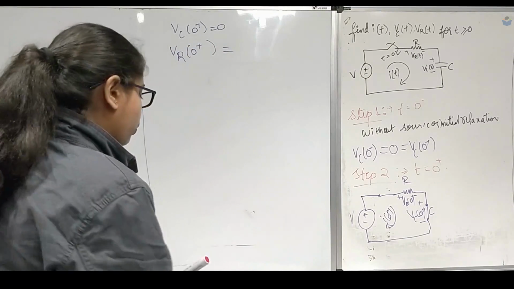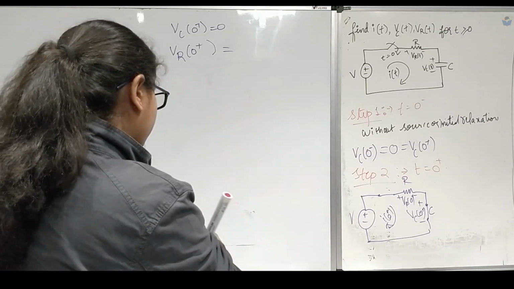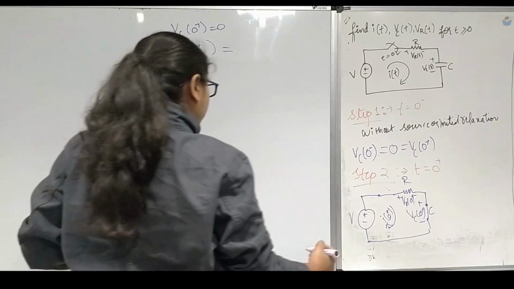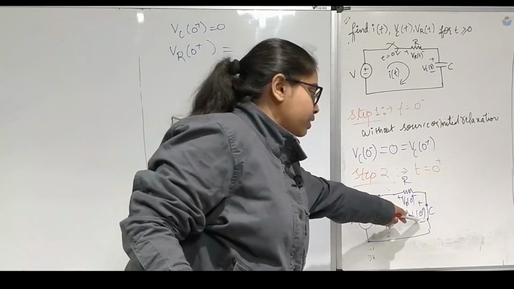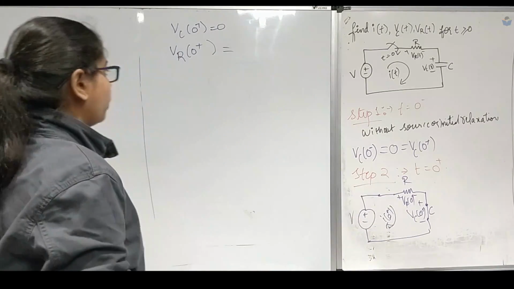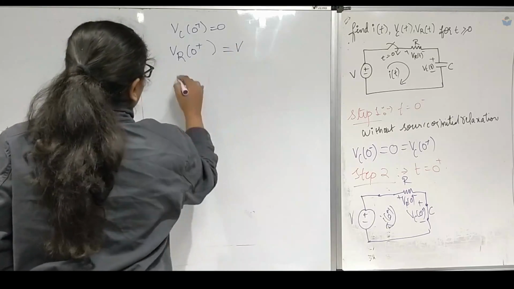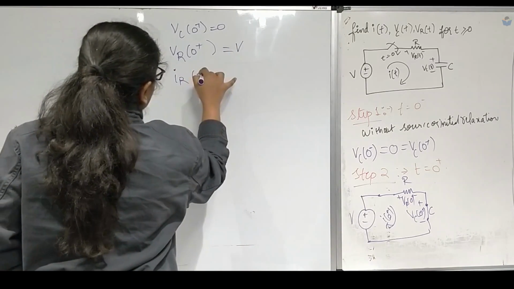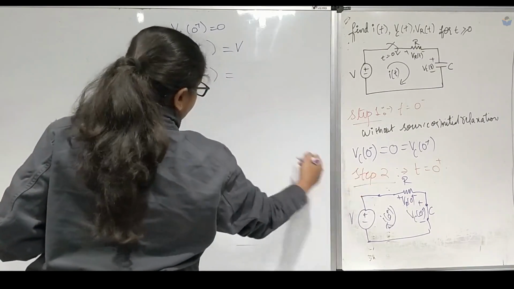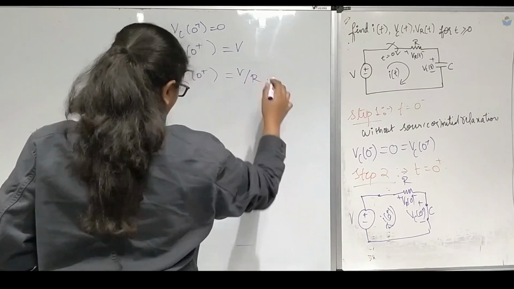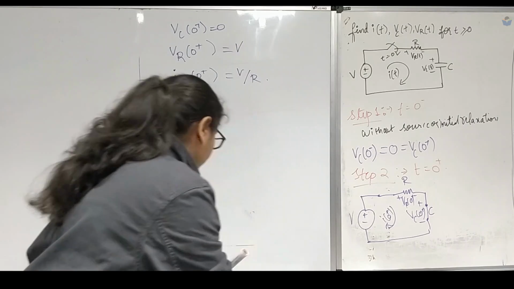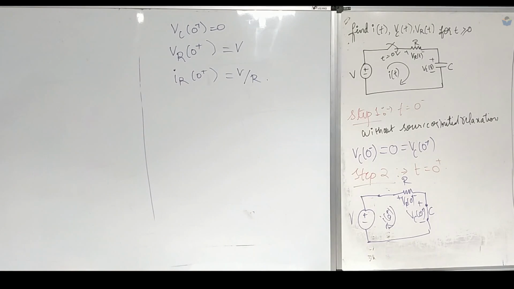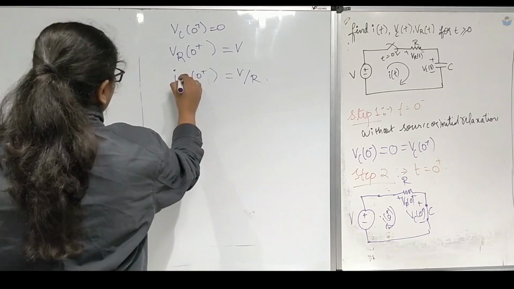Okay, so how do you calculate VR of 0 plus? Apply KVL. When you apply KVL, this is however 0, so it will be equal to V. Next, IR of 0 plus. IR of 0 plus is nothing but again V by R.